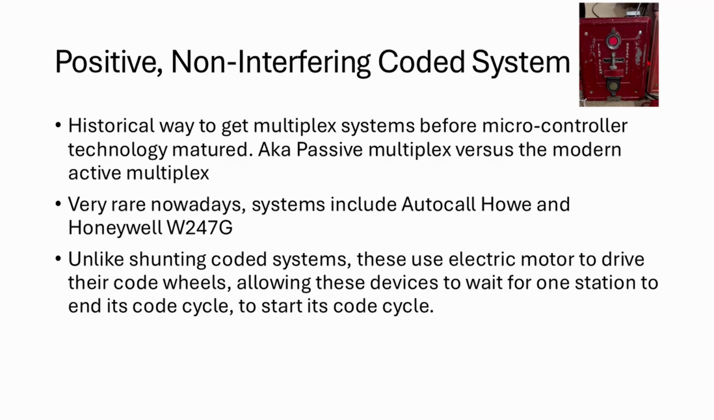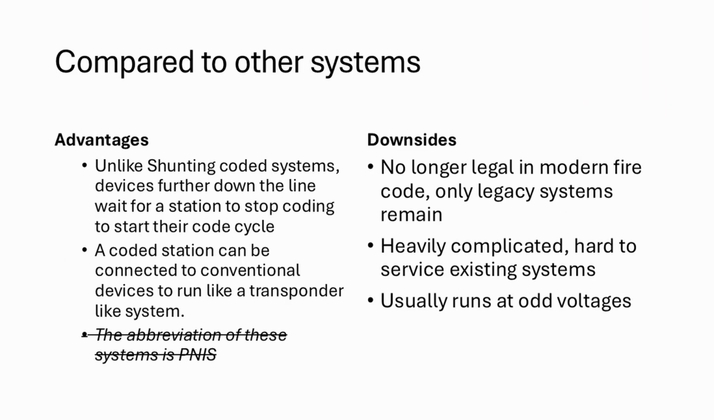Unlike shunting coded systems, these use electronic motors to drive the code wheels, allowing these devices to wait for one station to end its code cycle before continuing its coding cycle. Devices further down the line or later on pulled wait for the active station to stop coding to start their own code cycle. A coded station can be connected to a conventional device to run like a transponder system.